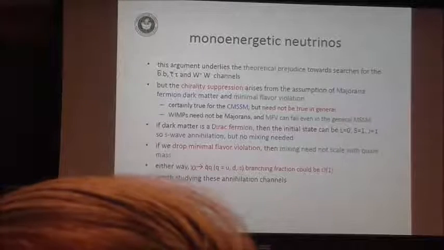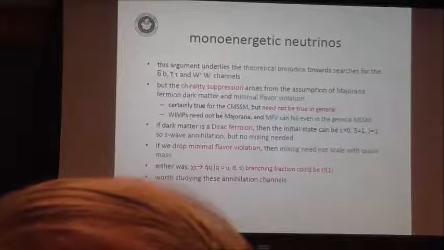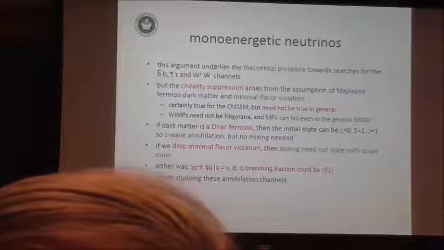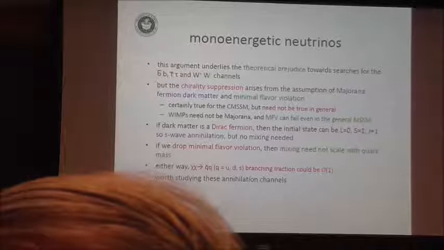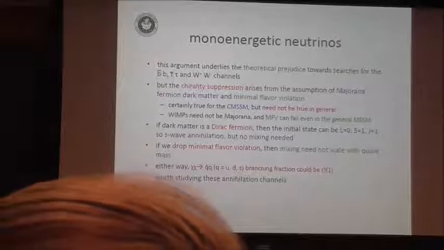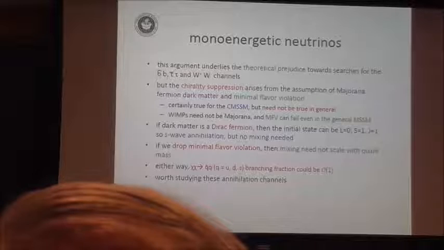On the other hand, even if your dark matter is a Majorana fermion, and I have to have some kind of a mixing of these Weyl spinors, if I drop minimal flavor violation, then the mixing doesn't have to scale like the mass of the quark. So the mixing can be large, there's no problem. So in either of these cases, we see that this dark matter annihilation cross-section to light quarks could have an order 1 branching fraction. So it becomes worth considering those channels when looking for dark matter annihilation in the sun.